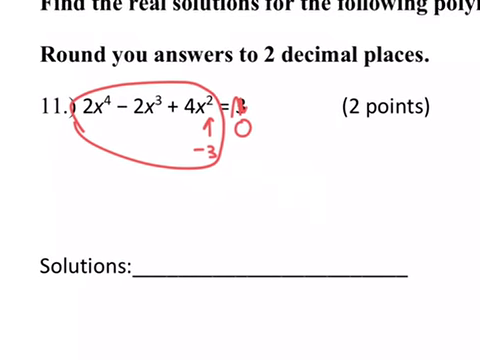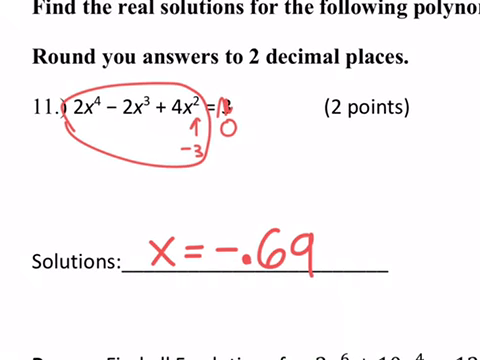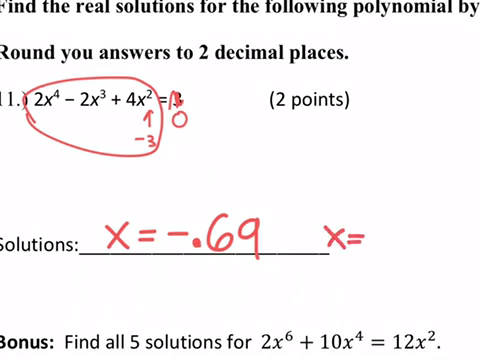Use second trace and zeros, run through your left bound, right bound to find the spots where this touches or crosses the x-axis. When you do that, you'll see that one of your x's will be equal to a negative point, we could round it to 69. And then the other one, when I do my second trace and 0 in my left bound and my right bound, we find it to be at x is equal to 0.89.